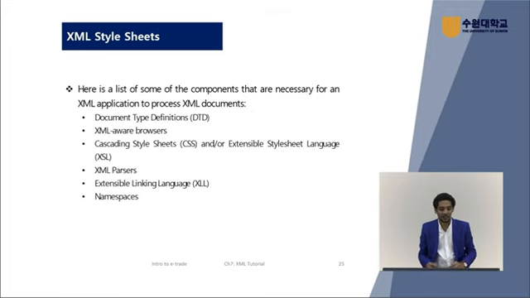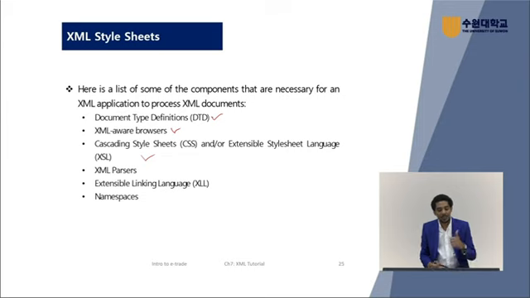So here is a list of some of the components that are necessary for an XML application to process XML documents, right? As I've said, you need to have a document type definition, where you define your own tags. Then you need to have an XML-aware browser like Internet Explorer 5 or Netscape browser. Then you should have a cascading style sheet or extensible style sheet language.